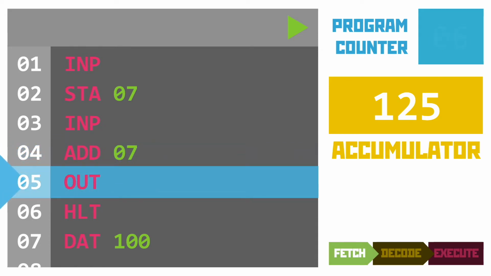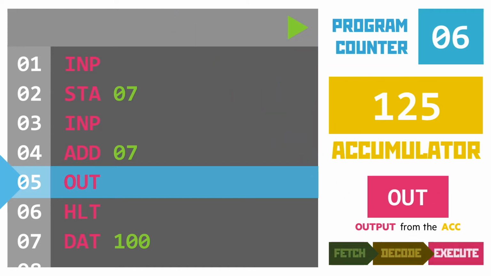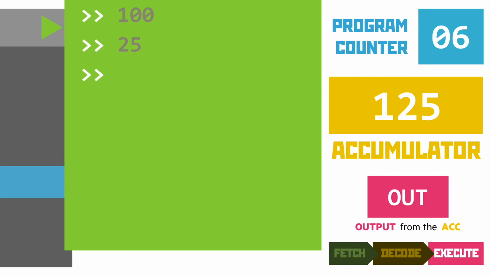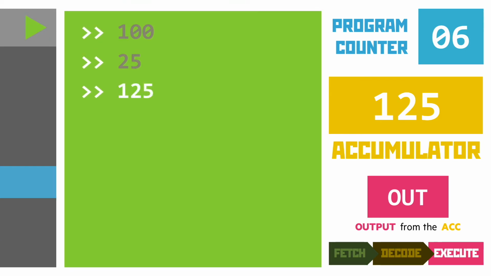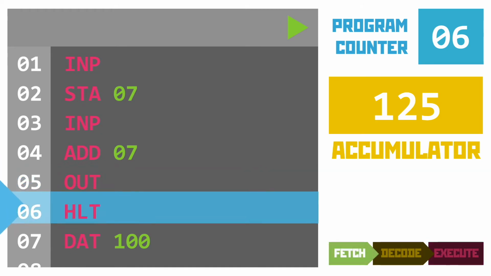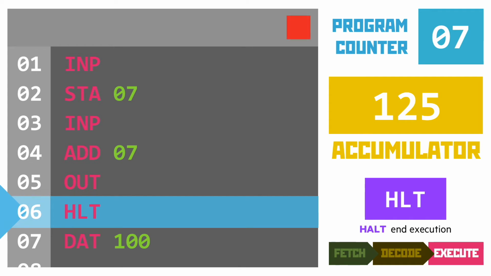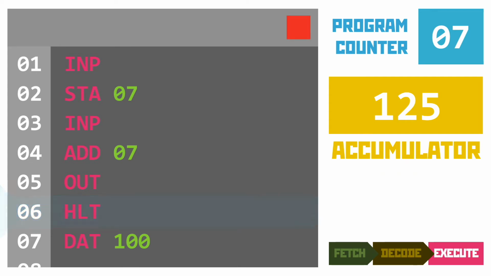This is a nice simple output instruction, so the value from the accumulator will be displayed to the user. You can see here, during execute, it outputs the value 125. The instruction on line 6 is a halt instruction which stops the fetch-decode-execute loop and ends the program. So, a nice simple program that performs addition. And that new instruction is very straightforward, isn't it?